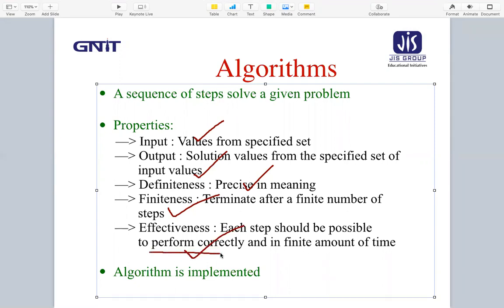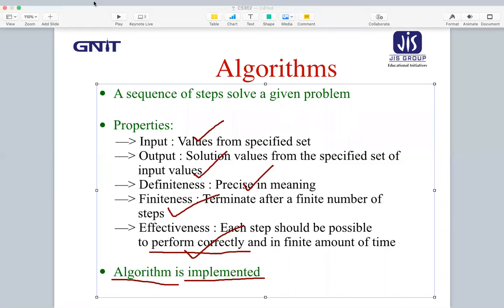And also it should perform correctly. Correctly means whatever is our desired output, we should reach that point. So that means correctness. Whatever we are giving as input to our program, and whatever output is desired from our problem, we should achieve that. At the last, it needs to be told that an algorithm is written in plain English language and that has to be converted to the program. That means it has to be implemented. Only when we implement an algorithm, we can get this.